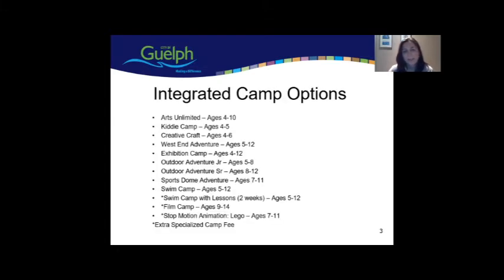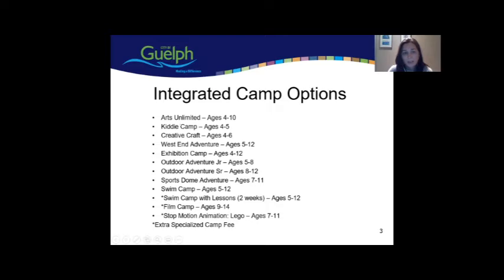So our integrated camp options, again, sorry, I should mention that going onto the City of Guelph website as of tomorrow, you'll be able to see all of the camp options and the weeks that they are, because all of these vary in terms of when they're offered throughout the summer. But you can see we have lots and lots of camp options in terms of integrated camps.